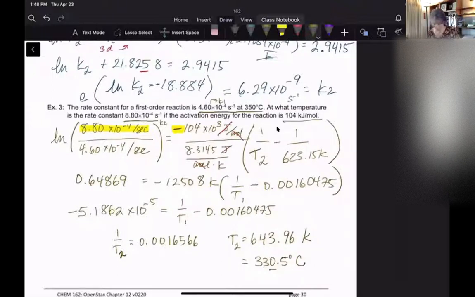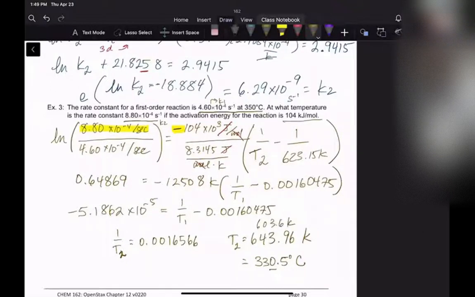I got 604 degrees Kelvin. So you got 603.6 Kelvin? I got 643.96. Oh, you did? Okay. All right. Well, I've gotten both of those answers in the past, so we'll figure that out tomorrow when we start.